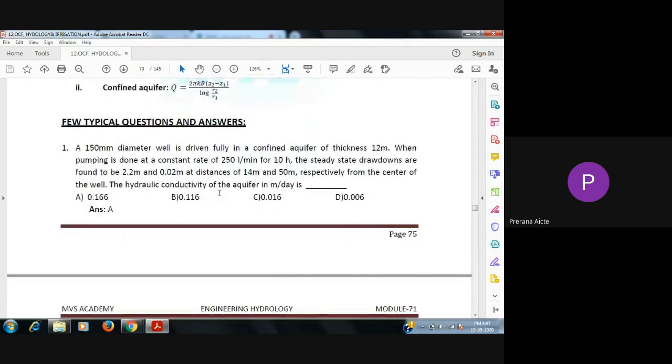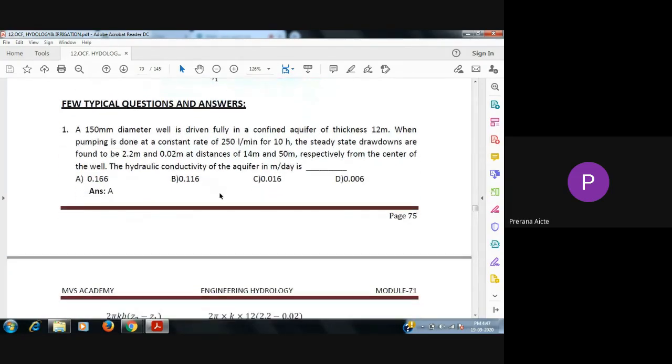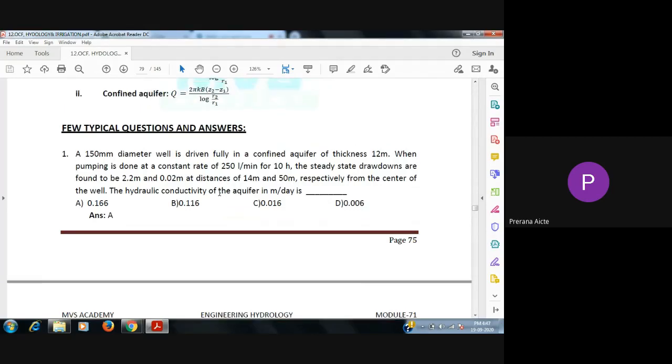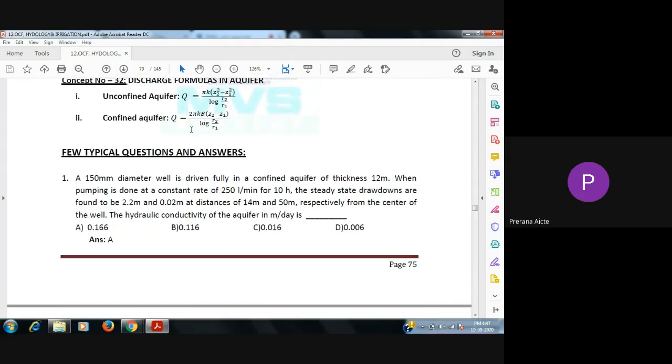Let us see this problem. A 150 mm diameter well is driven fully in a confined aquifer of thickness 12 meter. So I assume it is a confined aquifer. Once it is decided as a confined aquifer, remember the formula: Q equals 2 pi K into B into (H2 minus H1), or Z2 minus Z1, whatever it is, divided by 2.303 log base 10 of R2 by R1. Pumping is done at a constant rate of 250 liter per minute, which you convert into meter cube per second as that is convenient, for 10 hours.